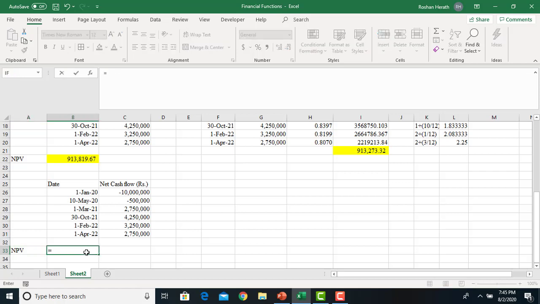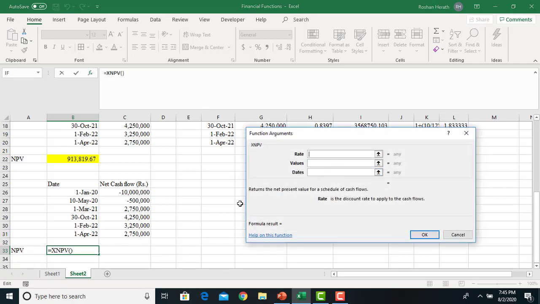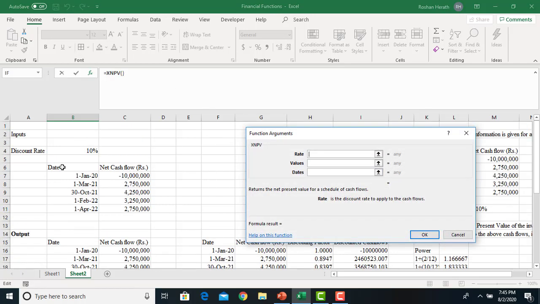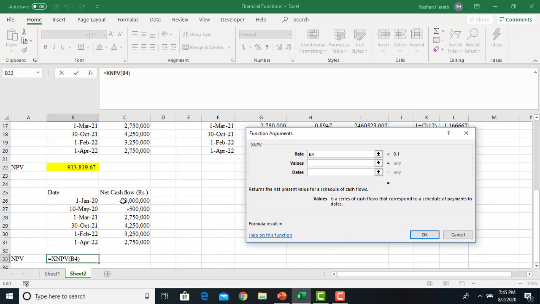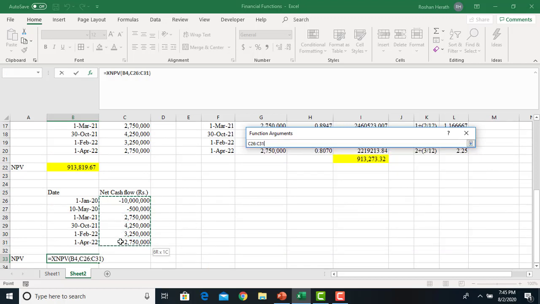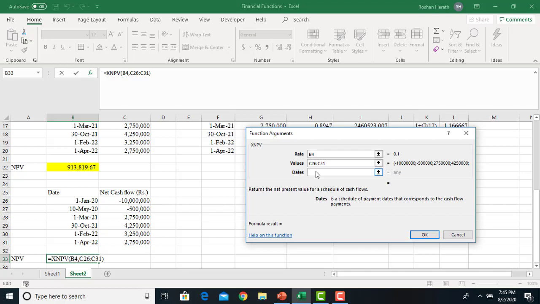You can see with the help of XNPV, you can easily get this. The rate, in fact, is 10%. The values, all the values in the situation you may consider, and most importantly you should specify the corresponding dates. So with that you can see it makes a difference.